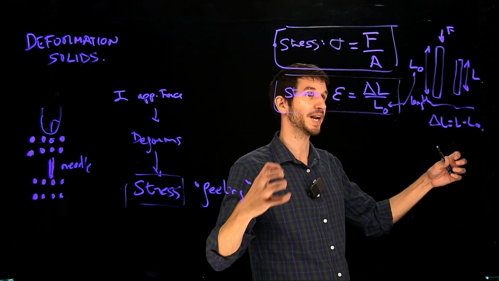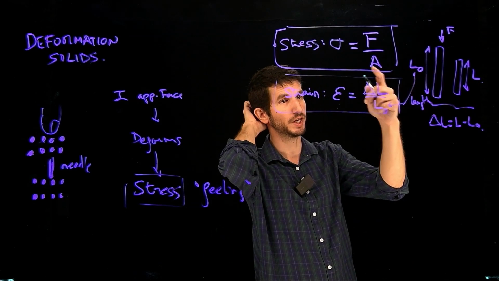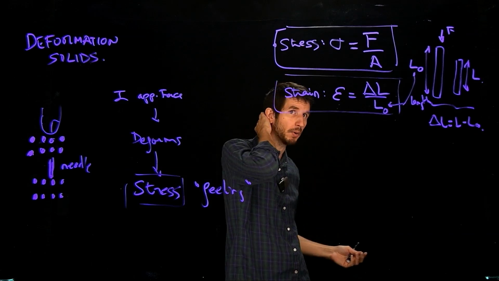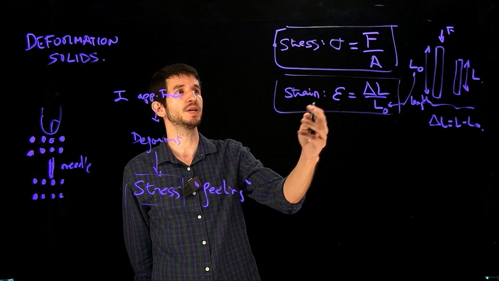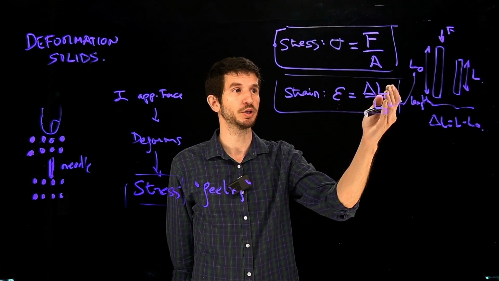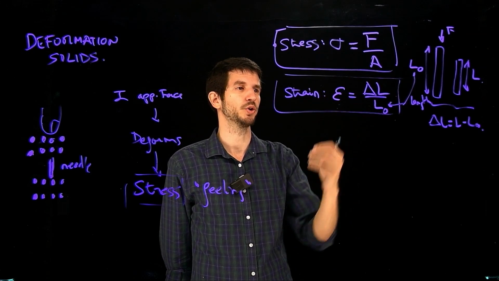If I stretch, the final length is going to be larger than the initial. That's going to be positive. Strain is going to be positive. But at the end of the day, strain is just telling me the ratio of the change in length to the original length.